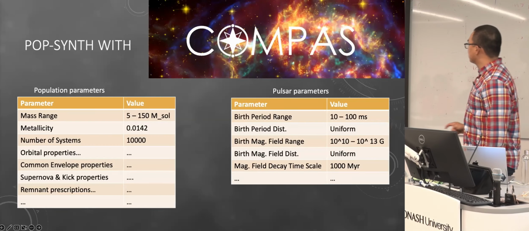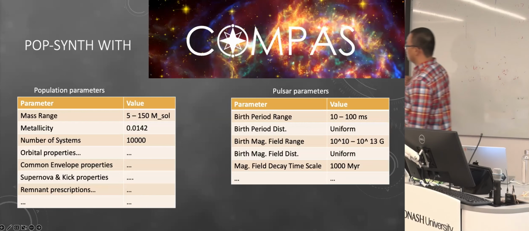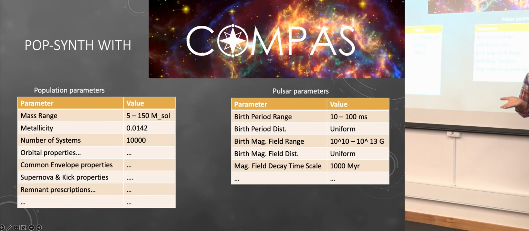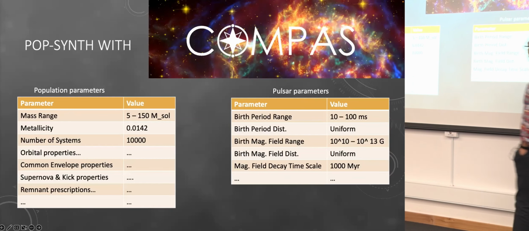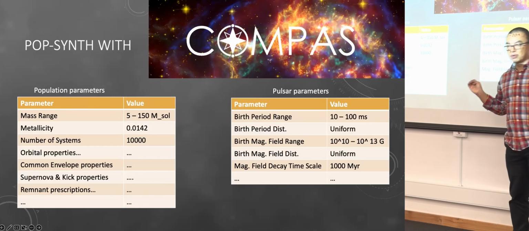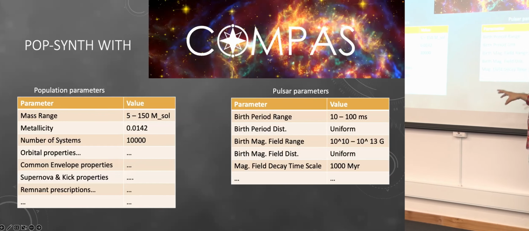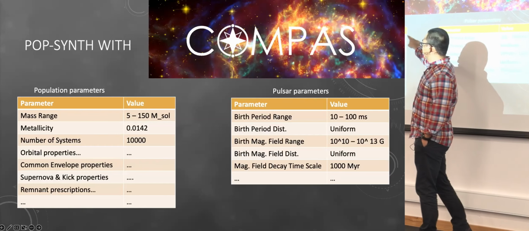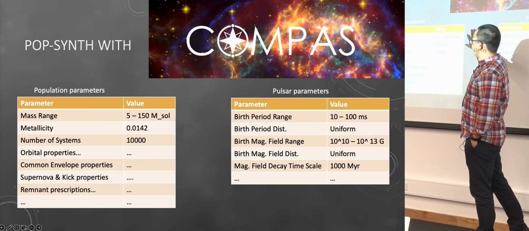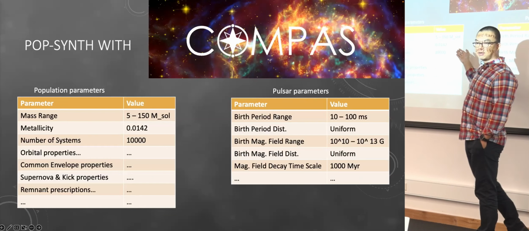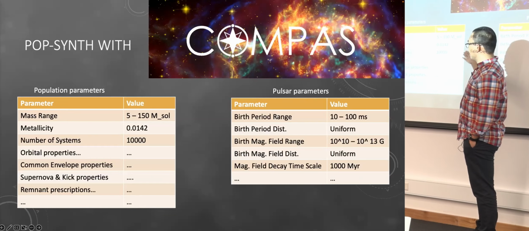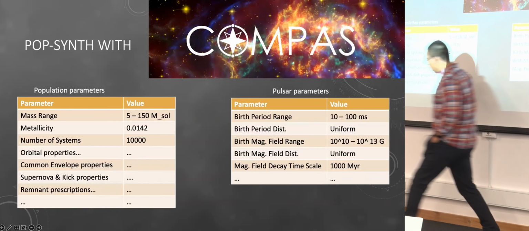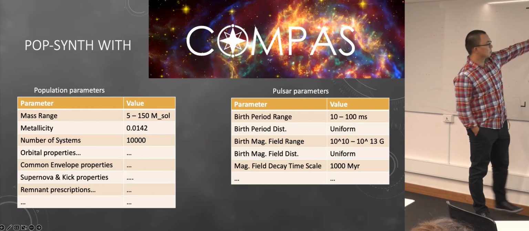To use COMPAS to produce pulsars, I have to set certain parameters. There are hundreds of parameters that can be set for COMPAS. I'm just giving you a few examples and some categories. For individual binary systems, we can set their mass, the initial mass function, their metallicity, and how many binary systems we want to look at.